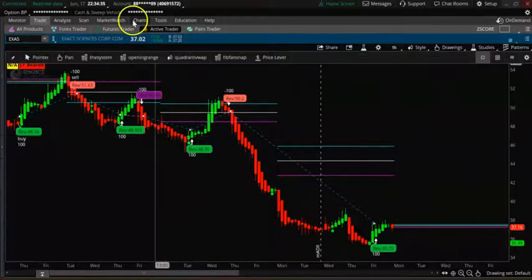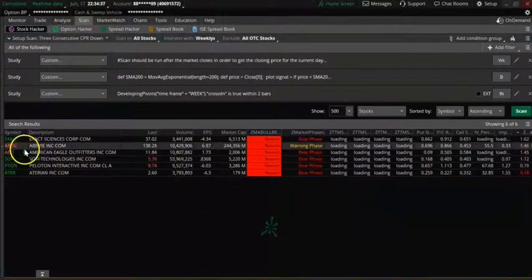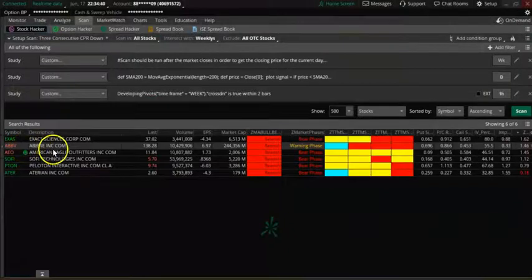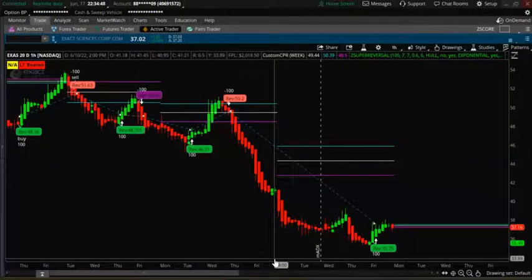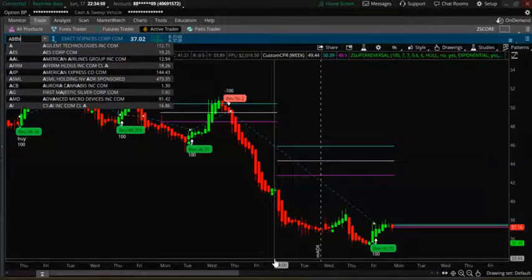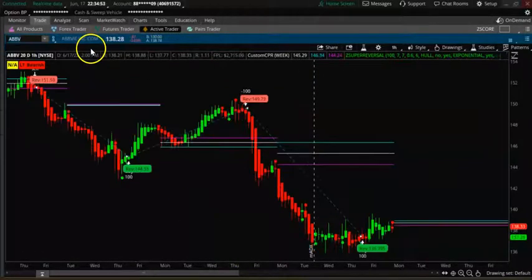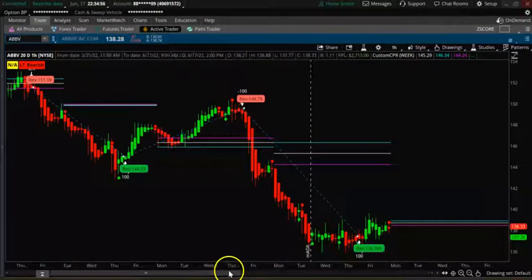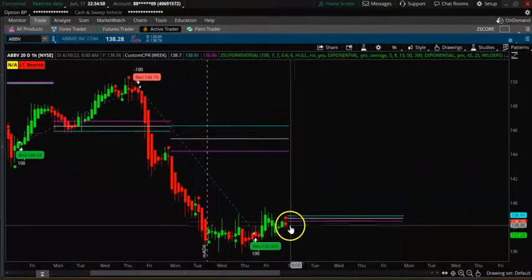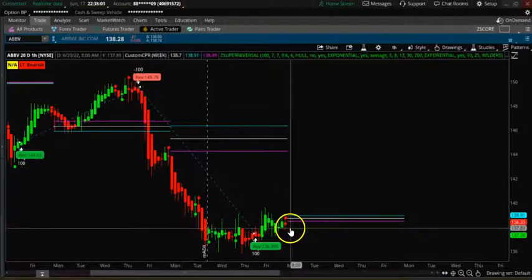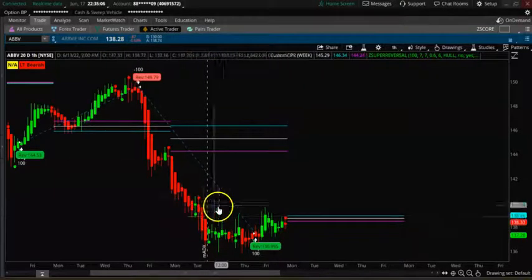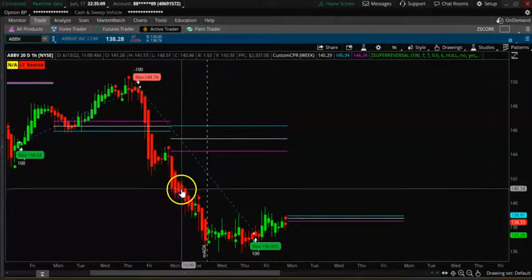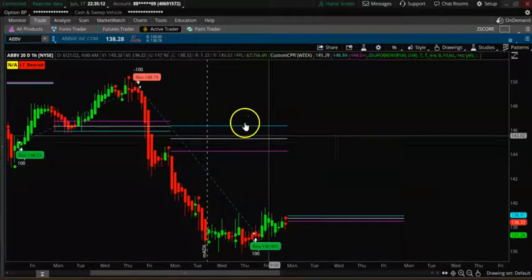Okay, now let's go to scan again. ABBV. Okay, you can see all red. Let's go to trade. ABBV. Okay, the same kind of setup here. Basically, it's downtrending. Now you want to wait for a red candle which opens below the CPR, and it has a lower wick, no upper wick. Okay, you can see some candle like that. Okay, you can start taking the trade.